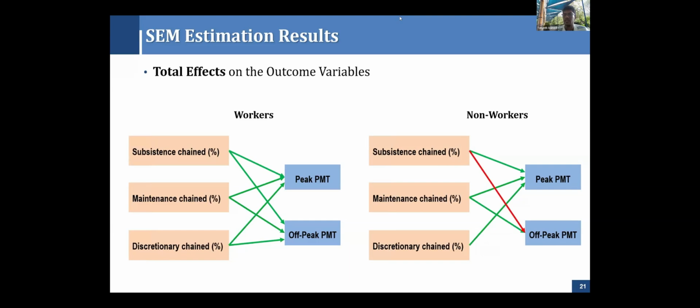Finally, we calculated the total effects of activity travel chaining propensities on PMT by combining the direct and indirect effects. The indirect effects are those that are calculated through the mediator variables. So combining both of these effects, we find that except for the effect of chaining subsistence activities on off-peak PMT, all of the effects are positive. So this suggests that activity travel chaining increases the PMT in both peak and off-peak periods, and the mediator variables have a significant contribution to this relationship.